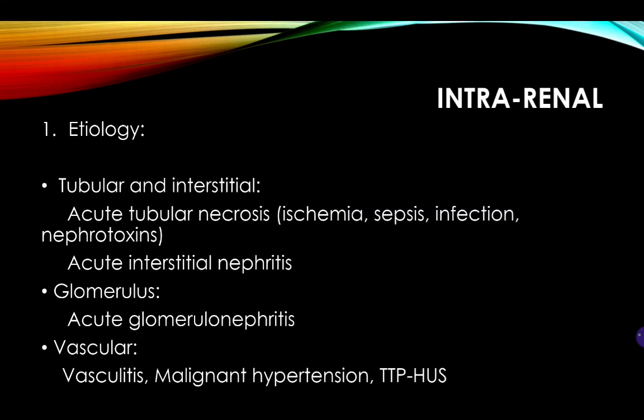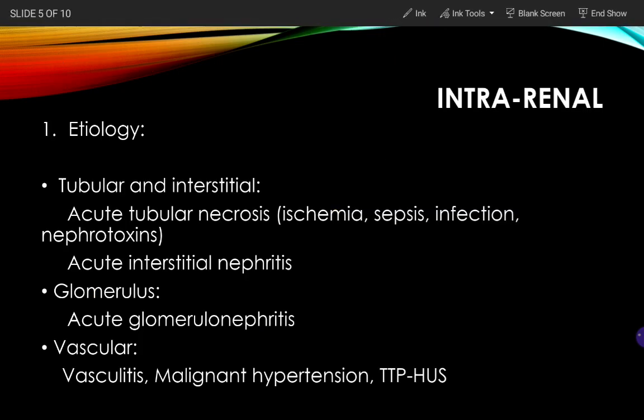Now next, coming to intrarenal causes. We have just seen the pre-renal cause. Now let's come to the intrarenal cause. What is the etiology of intrarenal cause? It's anything that leads to a pathology within your kidney. It can be tubular and interstitial, that is, acute tubular necrosis, and this can be due to ischemia, that is reduced blood supply.